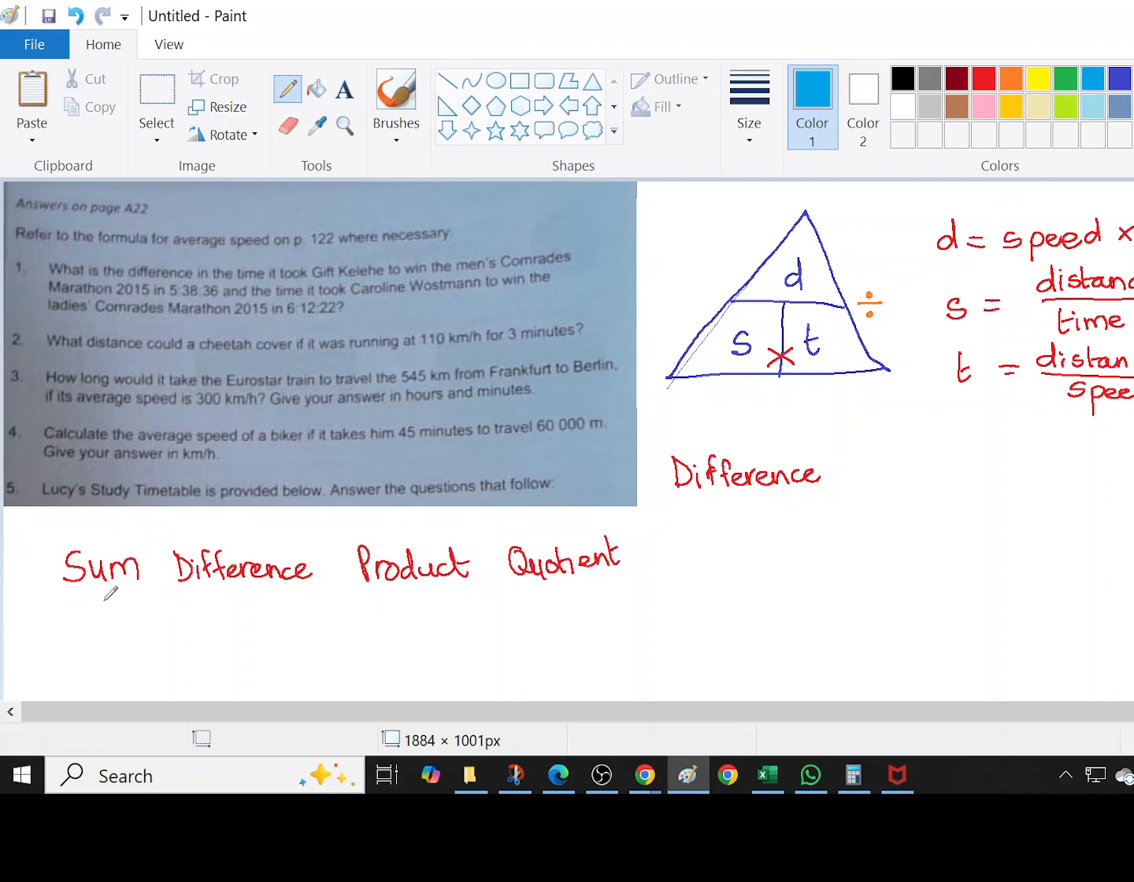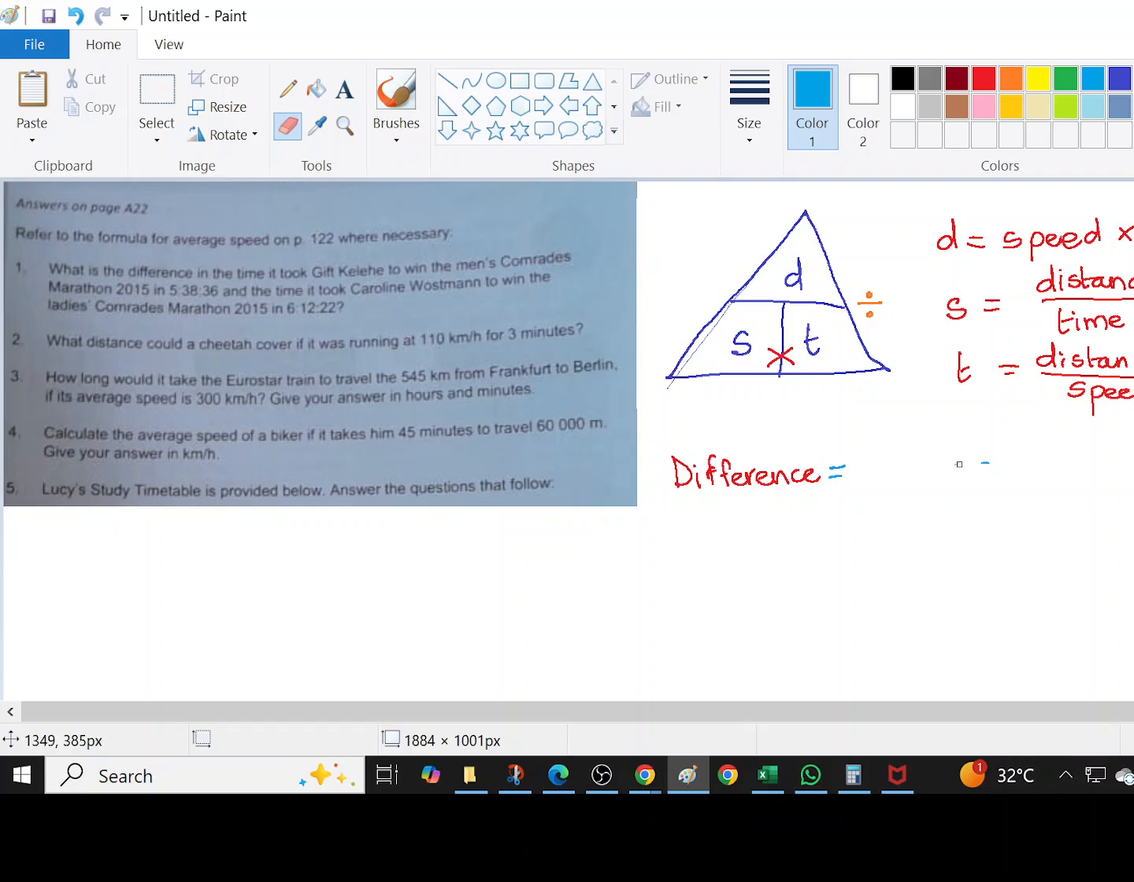Okay, so this is the answer. The sum is the answer to a plus sum. The difference is the answer to a minus. The product is the answer to a multiplication. And the quotient is the answer to a divided by. Okay, so they're saying the difference. What type of sum must it be? A minus. Yes.